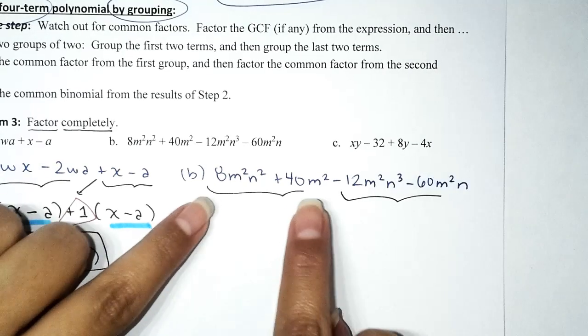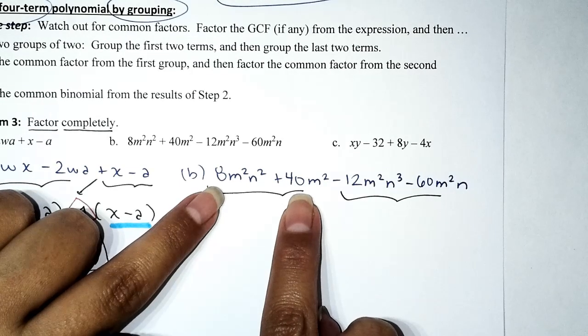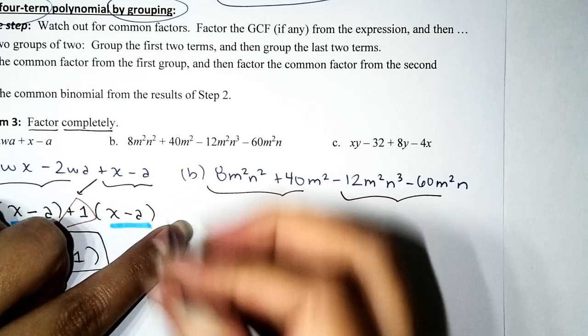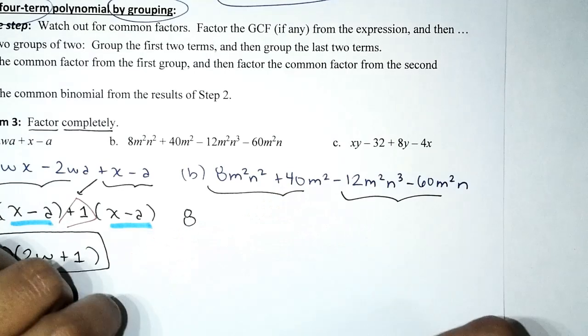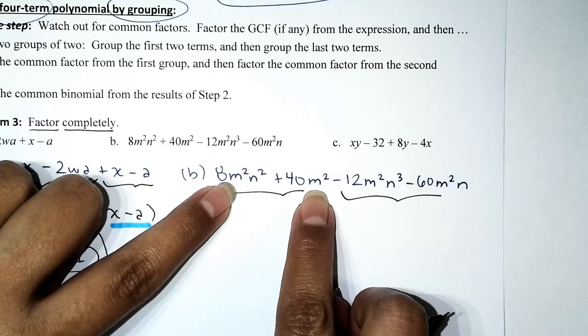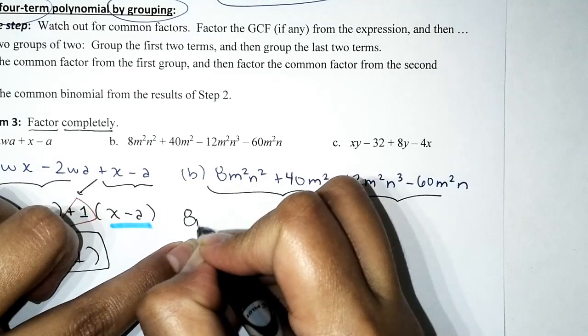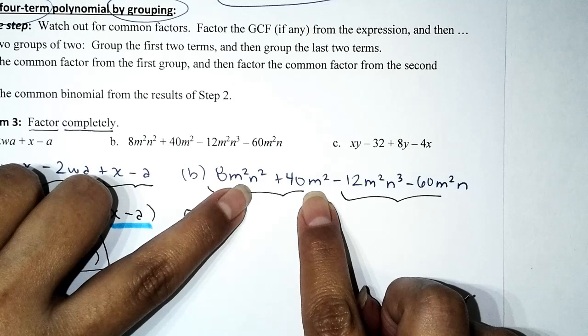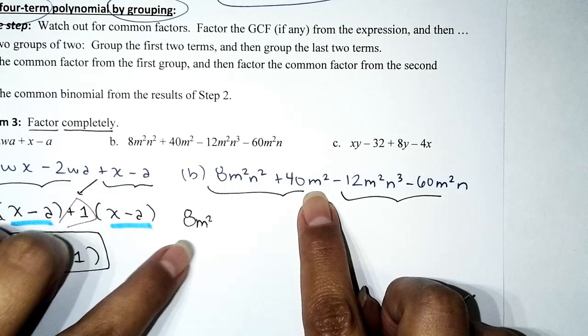and then take out the GCF from each group. For the first group, the GCF, I'll look at the factors one at a time. 8 and 40 have a common factor of 8. What about the variable factors? We have m squared, so we have both m's in common. Let's factor it out. And then what about the n? That's it, no n squared. Okay, so the GCF for the first group is just 8m squared.